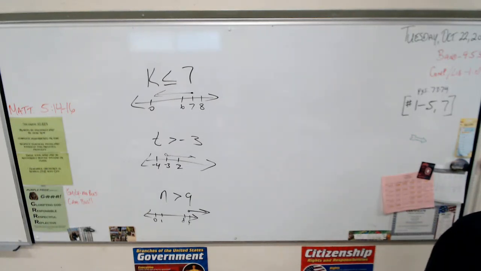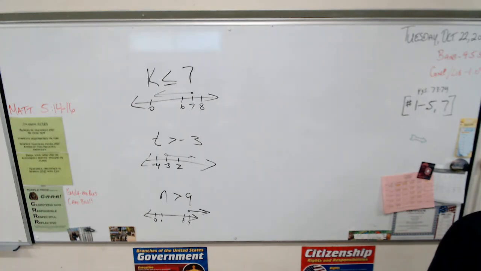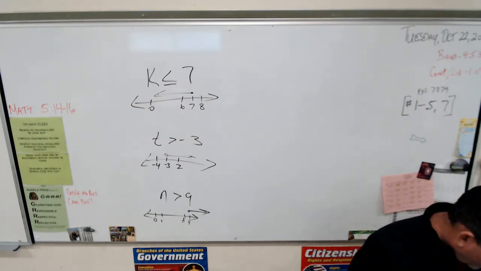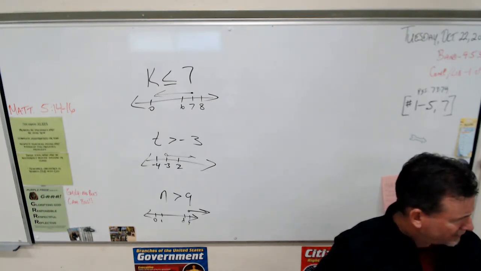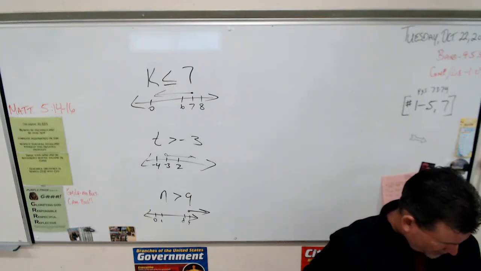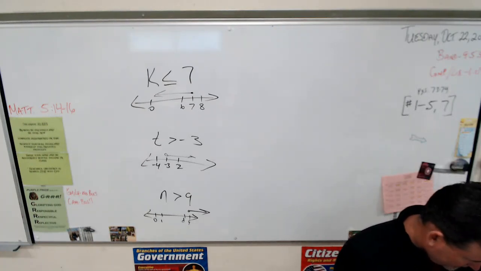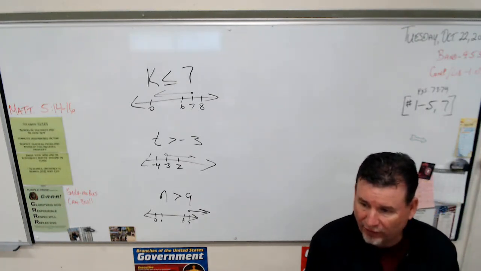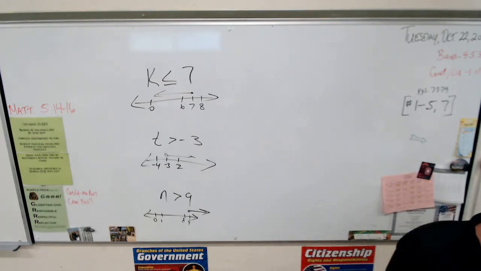Number 27, p is greater than 7. Number 28, d is greater than 12. Number 29, m is less than or equal to 11. And number 30, x is greater than, Isaac, what was it? -17. Negative 59 and 42, what's the difference? 17. Which one was larger? -59.